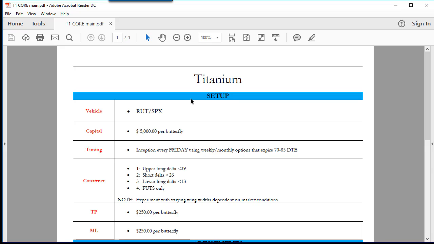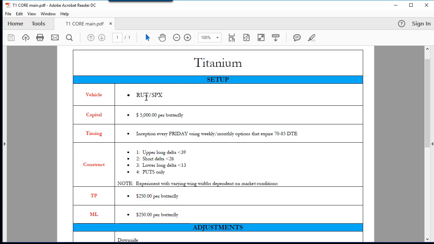Okay, so let's just spend a minute or two and we'll just go right down through the construct and the setup of it. You can use this in any underlying asset you prefer, any vehicle you want. I have outlined here the Russell and the SPX because those are going to be the most advantageous from both a tax advantage perspective, but then also from a liquidity and volume perspective. The only other vehicle that will have more liquidity and open interest and volume will be the SPY.